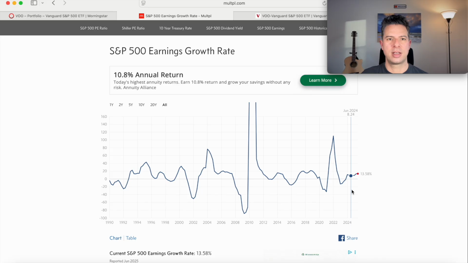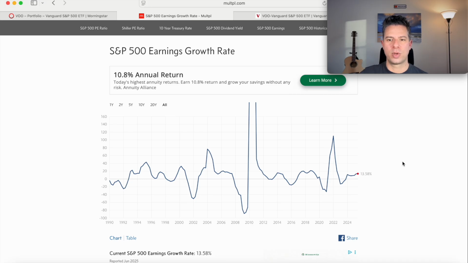Okay, so here's one more interesting site. This site is called Multpl, generally known for the Shiller PE ratio, which I'll show you in a minute. Right now I'm on the tab that is the S&P 500 earnings growth rate.